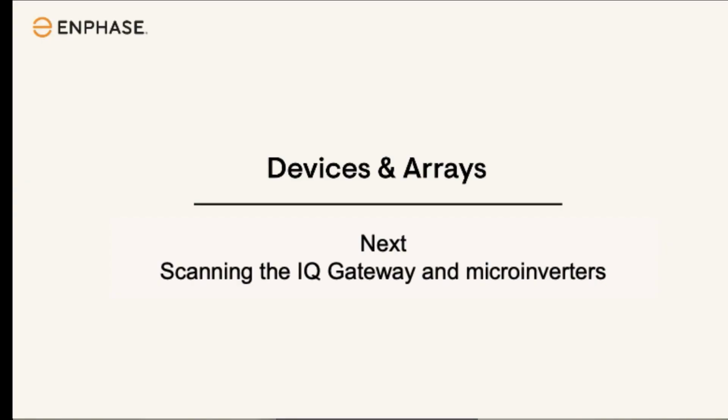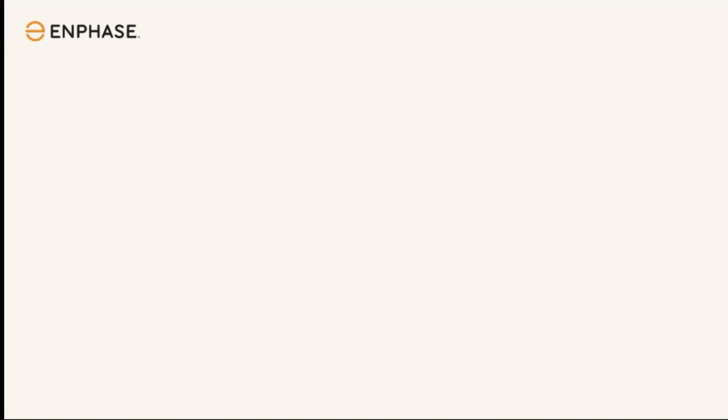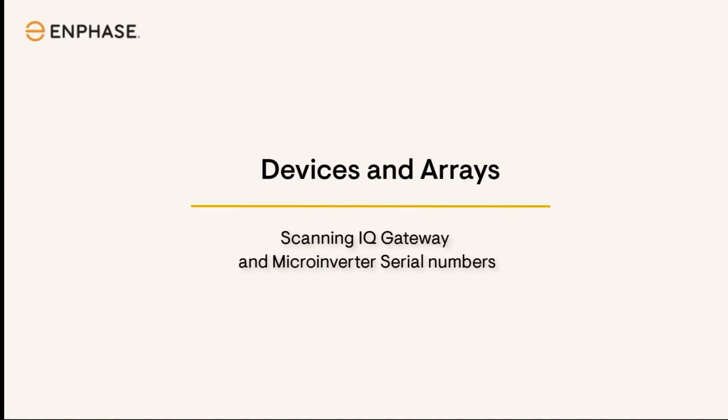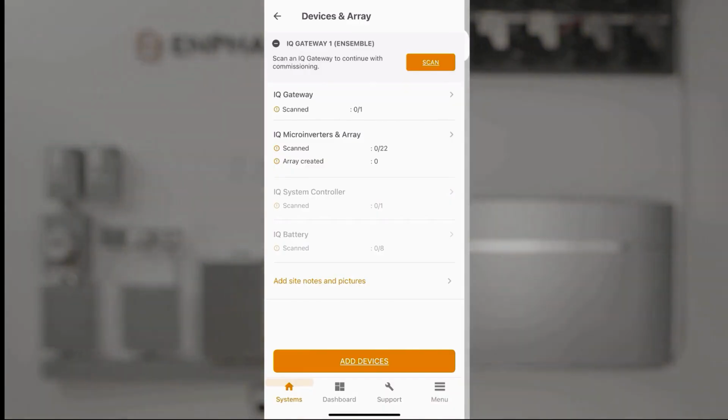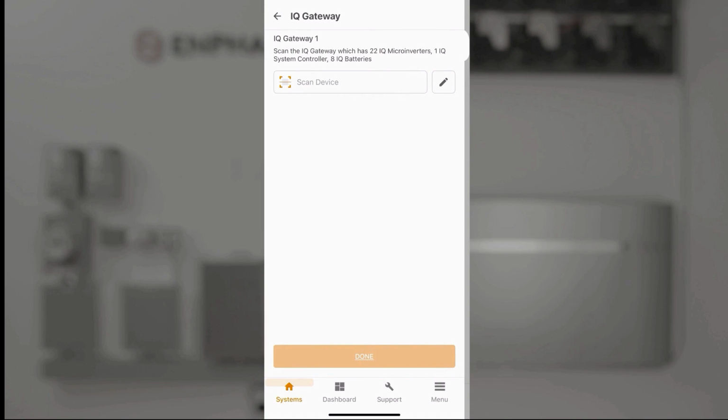Up next, how to scan in all of the system device serial numbers. After you finish the previous step of programming the count of your devices in the Installer App, you'll automatically be directed to the screen to scan in the IQ Gateway serial number. The page will look like this.